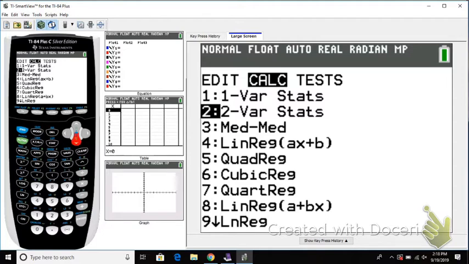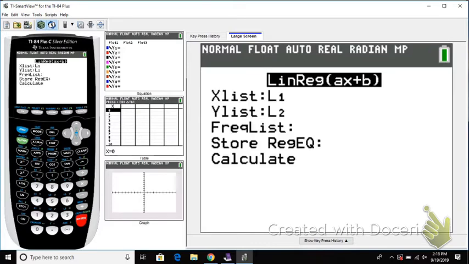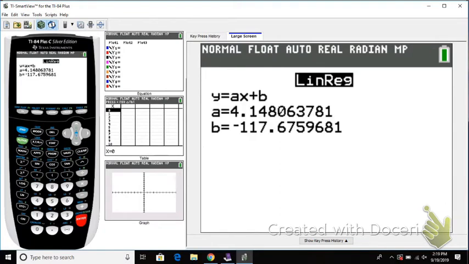Go down to 4 and hit enter. Does everybody see this screen? The only thing you have to look at on this screen is to make sure that X is L1, Y is L2. It shouldn't change unless you change it, but you might just want to make sure it starts out that way. Also, because we share calculators, that might be something good to look at before you actually calculate it. So we're going to go down to calculate. I'm going to hit enter. I'm going to get a bunch of information.